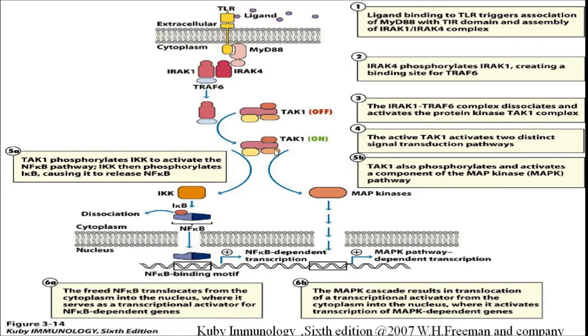Now the second way of this signal transduction pathway is that once this TAK1 is activated, it is involved in the activation of MAP kinase. So this MAP kinase gets phosphorylated, gets activated, and now it moves from the cytoplasm to the nucleus, where it activates the transcription of MAPK-dependent genes.